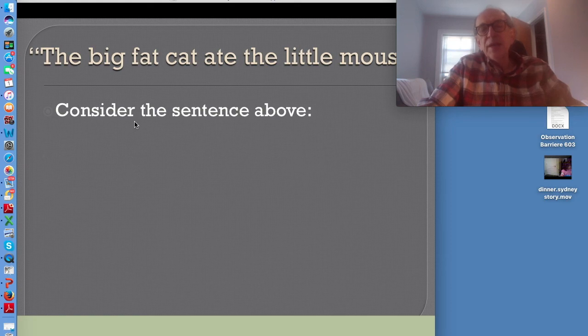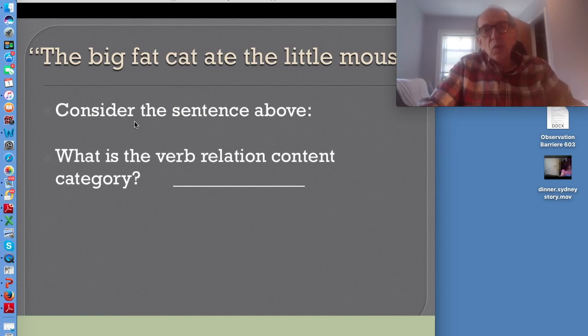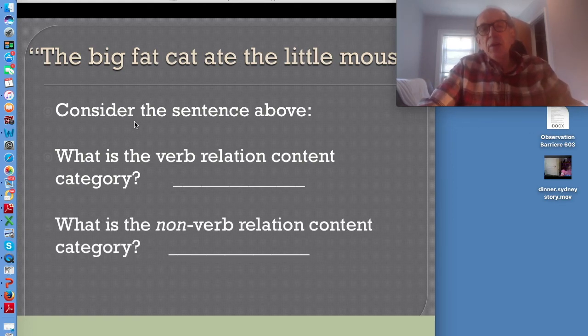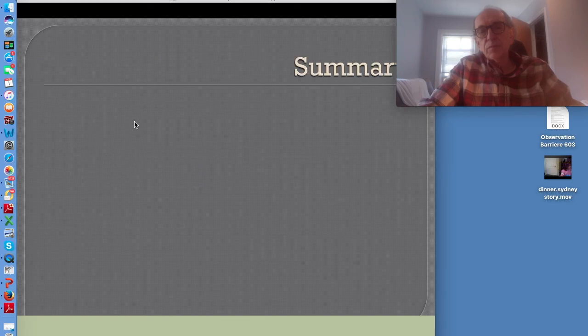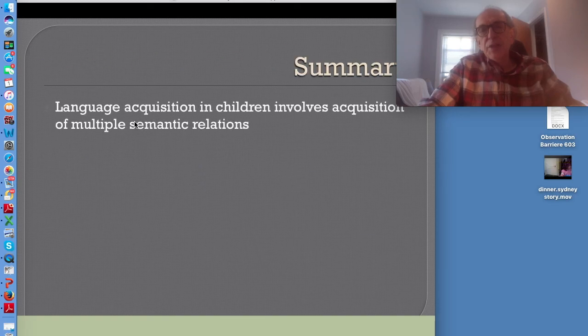Having made that analysis, you can go to the next step and answer the questions. What is the verb relation content category of the big fat cat ate the little mouse? What are the non-verb relation content category or categories? So in sum, we'll discuss that when we meet.